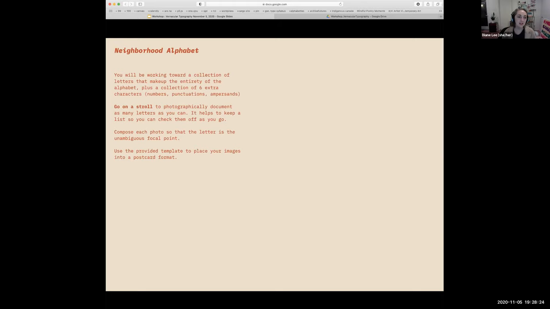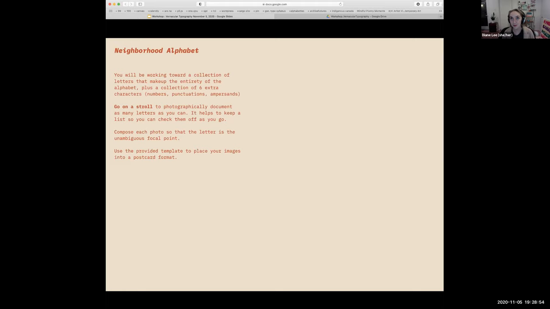And so the steps for this prompt would be to go on a stroll to photographically document as many letters as you can, individual letters. And I find that when I'm trying to complete an alphabet, it helps me if I keep a list with me so that I can check them off as I go. Because once you've collected 10 or 15 letters, you might lose track of whether you have a Q yet. This is a pretty interesting Q.